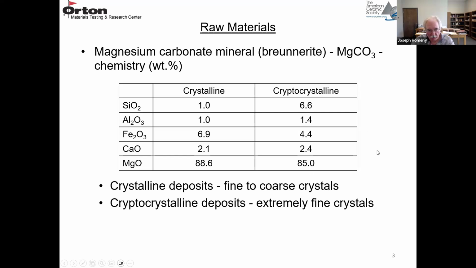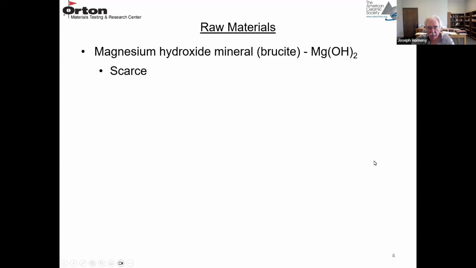So the carbonate is basically known as magnesite. Magnesium hydroxide, that mineral is brucite. That's Mg(OH)2, so it's a hydrated magnesia. It's very scarce, so it's not a viable source for MgO.